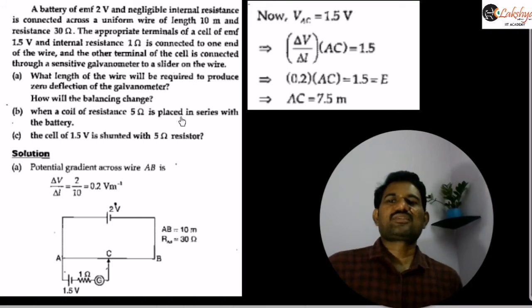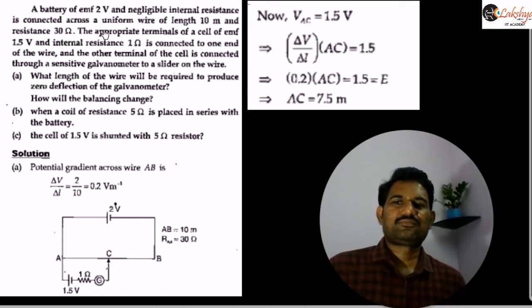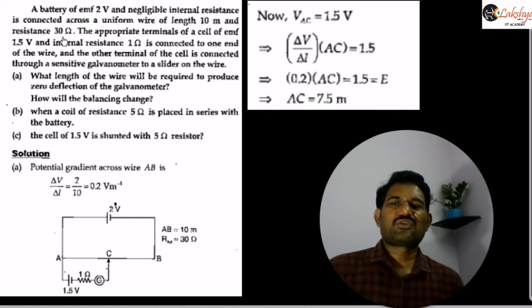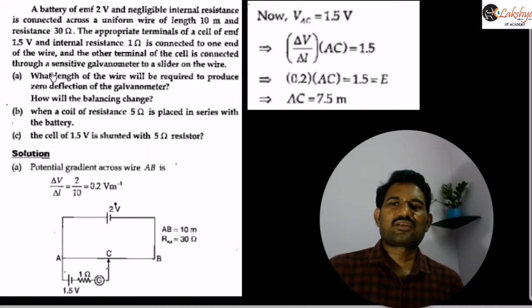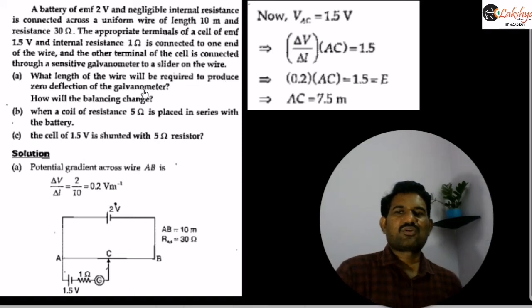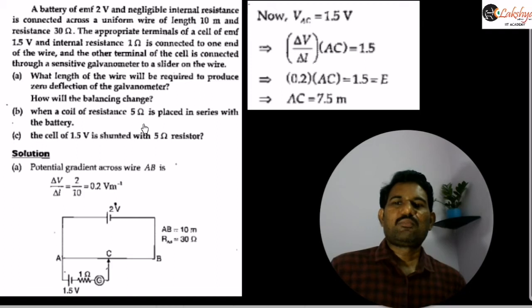Now let us see another problem based on this. A battery of EMF 2 volts and negligible internal resistance is connected across a uniform wire of length 10 meters and resistance 30 ohms. Here you can observe the total resistance is 30 ohms only. The terminals of a cell of EMF 1.5 and internal resistance 1 ohm are connected to one end of the wire, and the other terminal of the cell is connected to a sensitive galvanometer and to the sliding wire. What length of wire will be required to produce a zero deflection in the galvanometer?